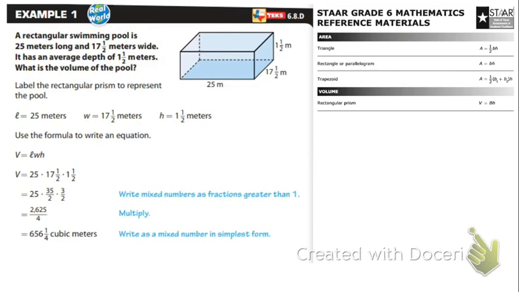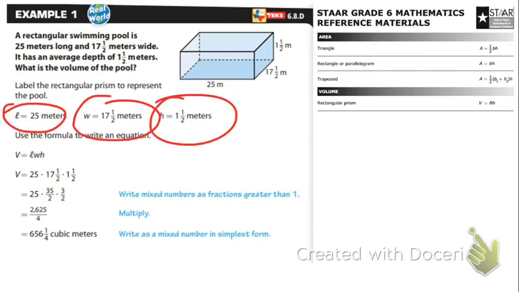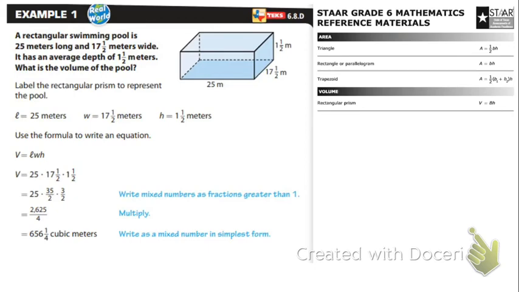Example number 1. A rectangular swimming pool is 25 meters long and 17.5 meters wide. It has an average depth of 1.5 meters. What is the volume of the pool? All right, so here we have everything, ladies and gentlemen. Here they identified the length, the width, and the height. So you guys kind of just multiply them.